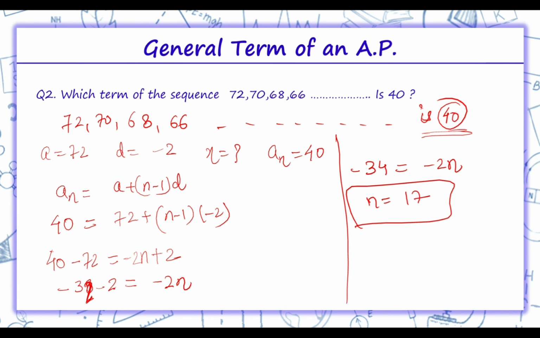So the 17th term of this sequence is 40. So in this video we discussed what is an AP and what is the general term of the AP, and how to solve the questions related to this concept.